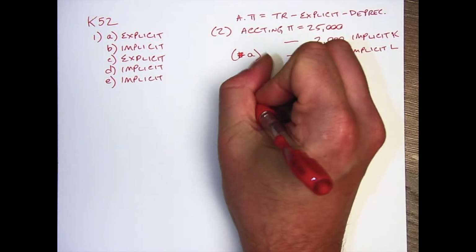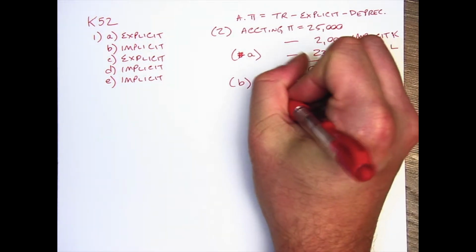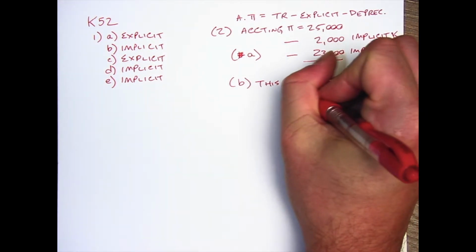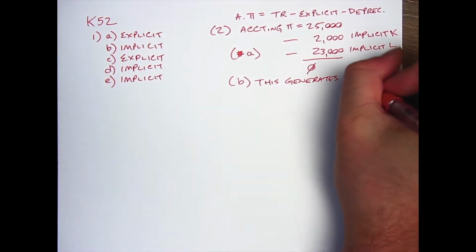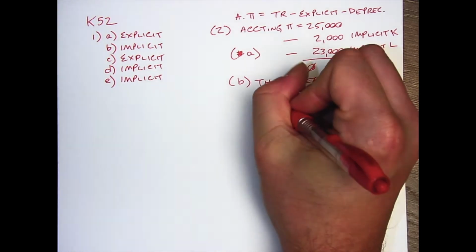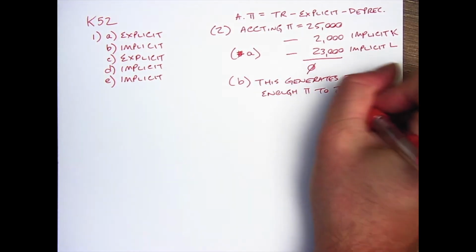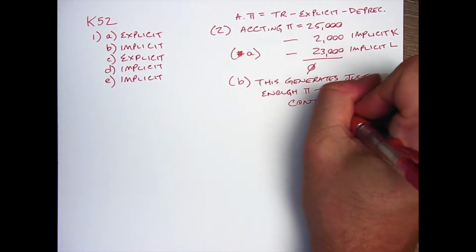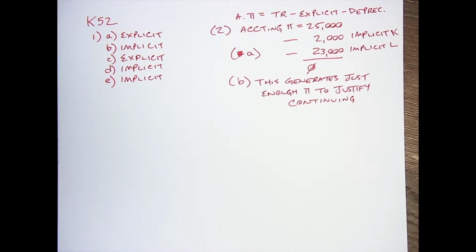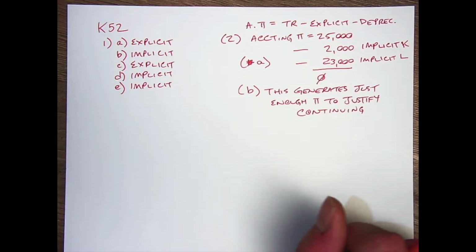Part B says, what does this tell you about the advisability of doing this? And that is to say, this activity generates just enough profit to justify continuing. Because if it generated any less profit, it would not be a good idea to continue in this business, but instead it's just enough to justify continuing to do so.